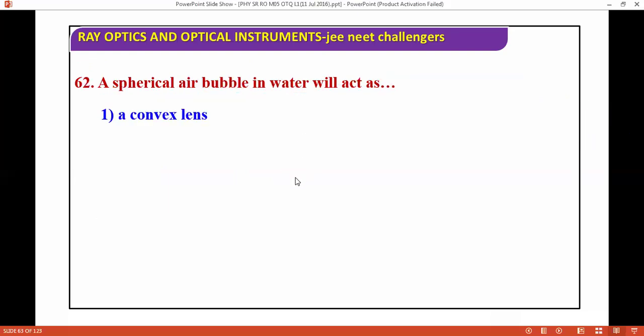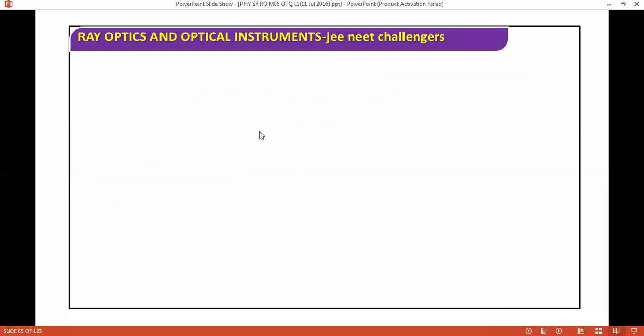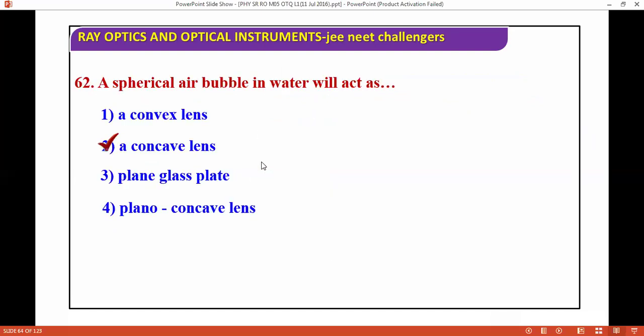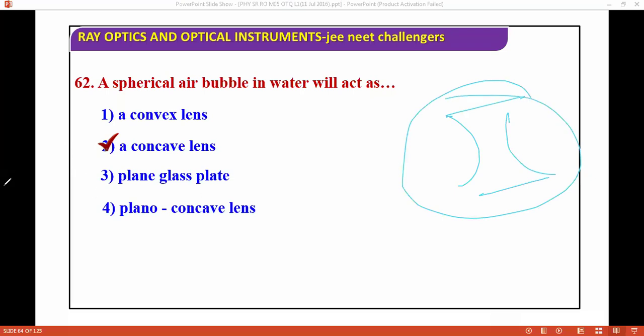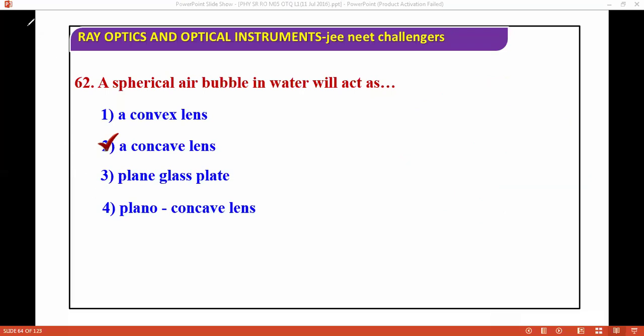A spherical air bubble in water will act as a... it's a very good question, a very famous question. If you know, you know. So in this question, a spherical air bubble in water will act as a concave lens. Concave lens. Take care of the concept. Next question we are moving for.